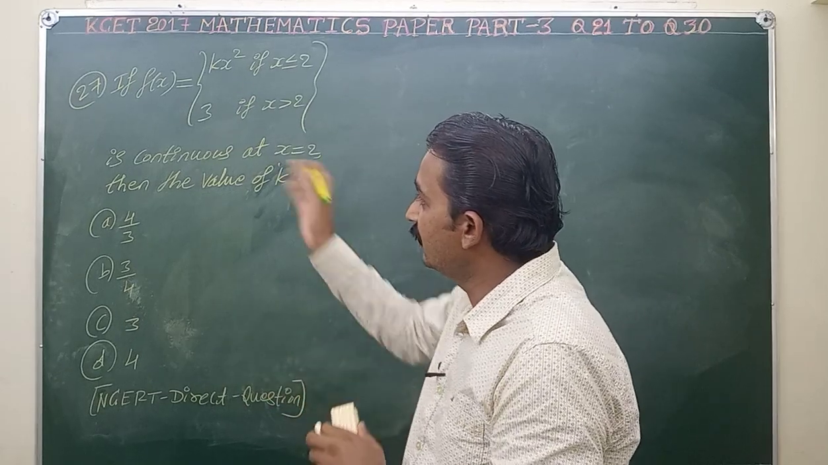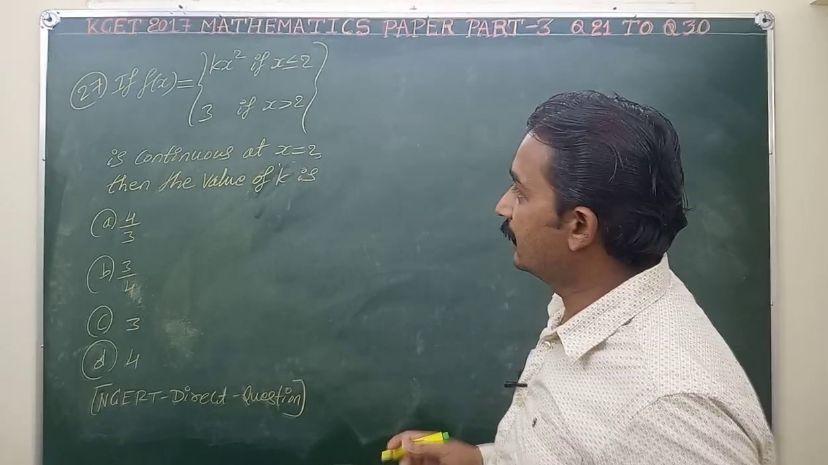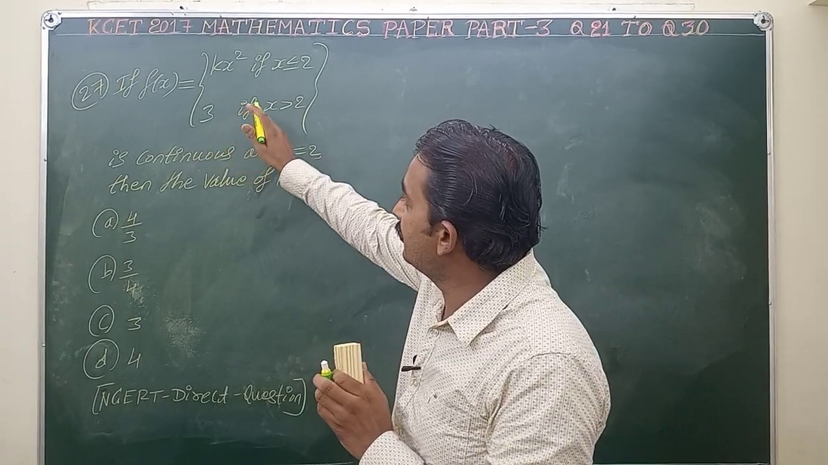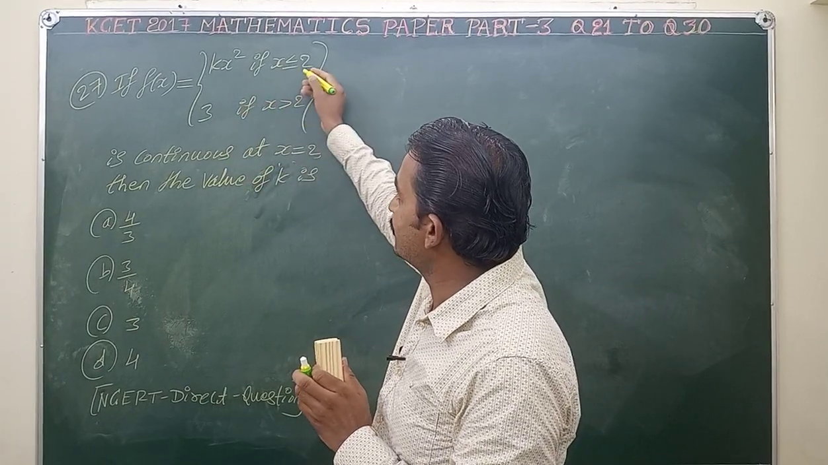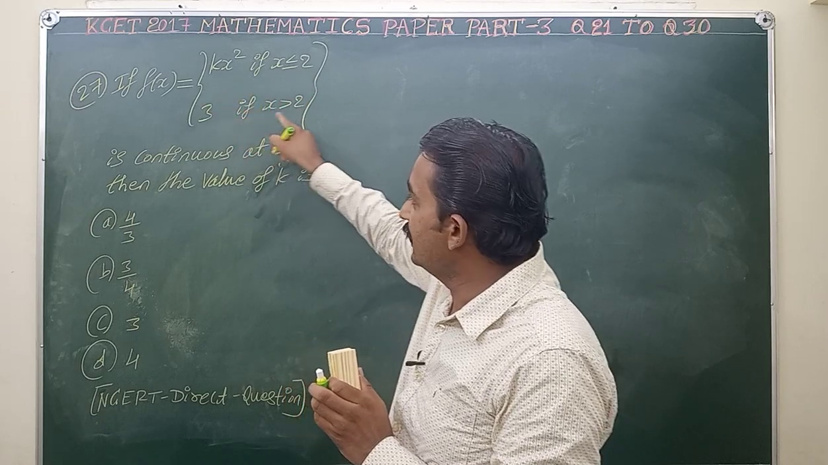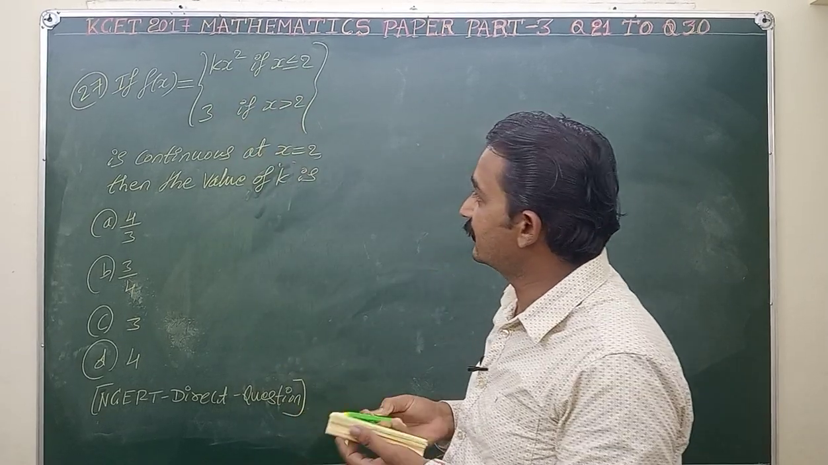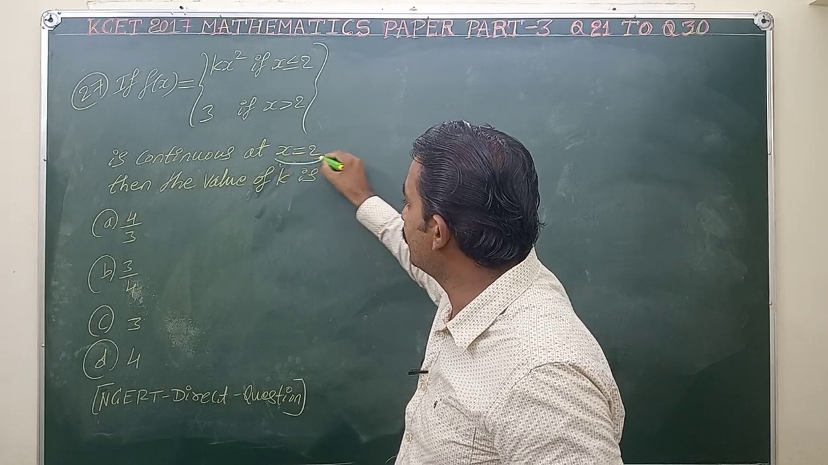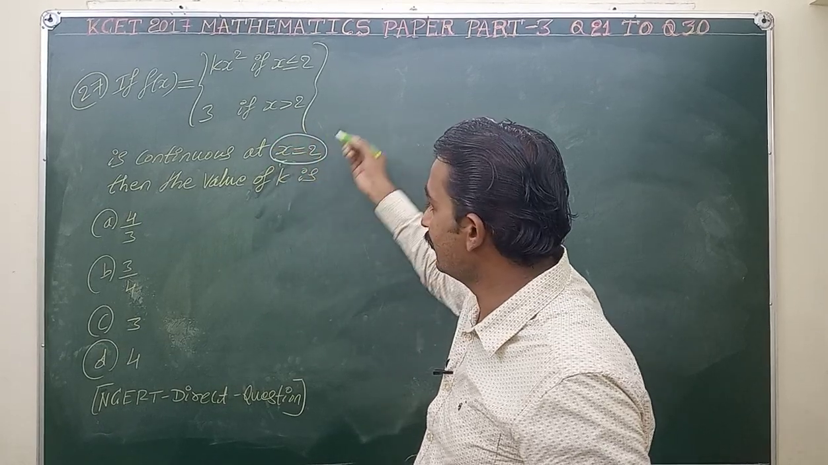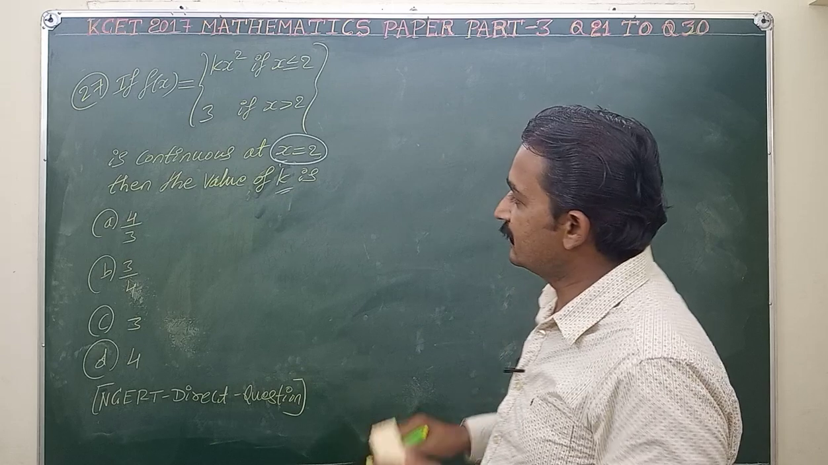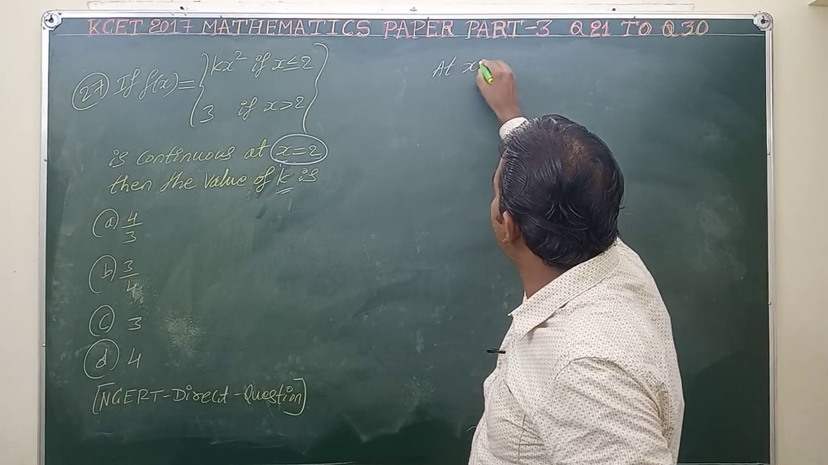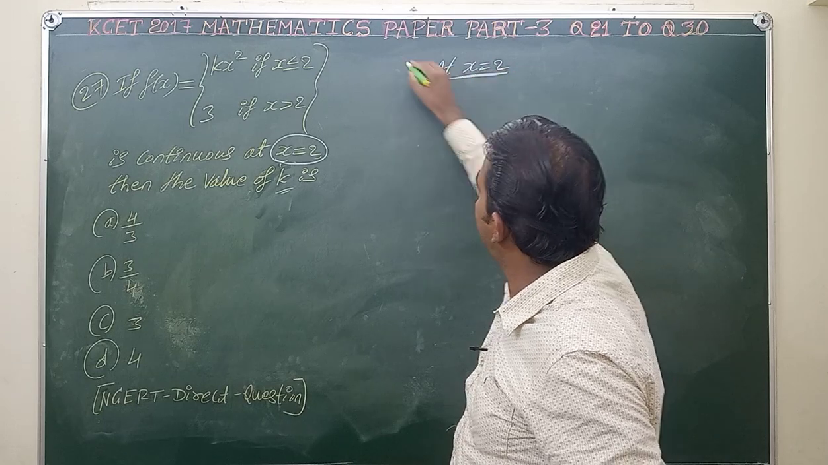Let us take the first question, on the basis of continuity. Let us see the question. If f of x is given, 2 functions are there. In this case, one function for x less than or equal to 1, and one function for x strictly greater than 2. It is already given that f is continuous at x is equal to 2. It is important. Then we have to find the k value. So easily we can find it. It is already continuous at x is equal to 2. It is given.